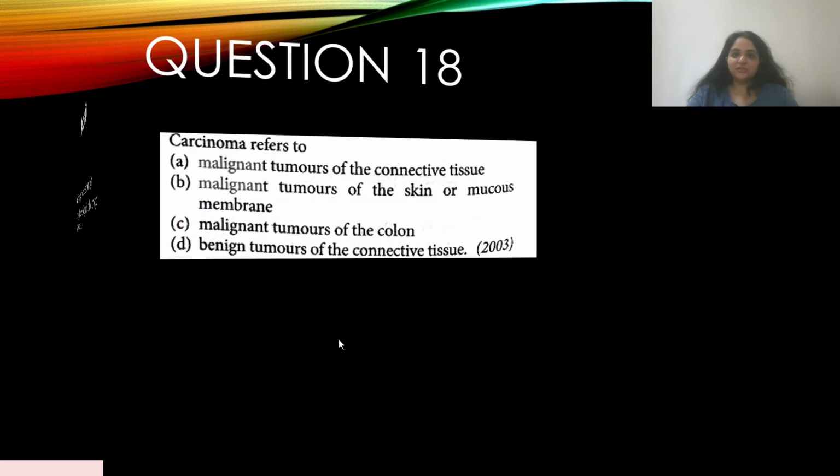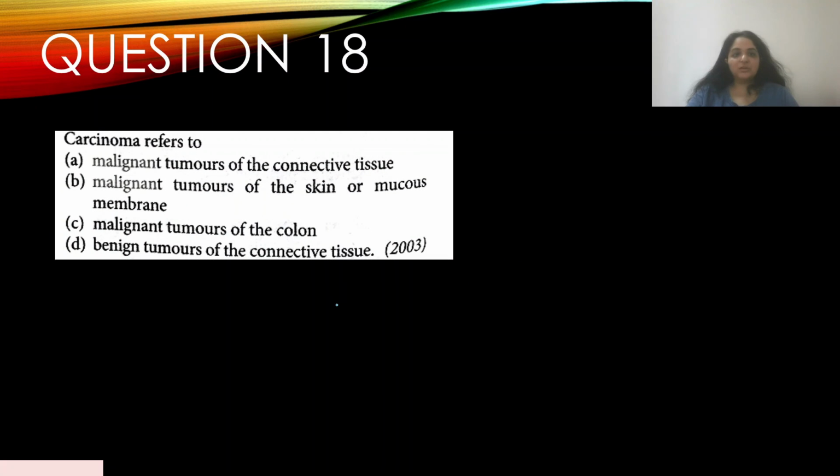Okay, next question. Question number 18. Carcinoma refers to, and this appeared in 2003, A, malignant tumors of the connective tissue. B, malignant tumors of the skin or mucous membrane. C, malignant tumors of the colon. And D, benign tumors of the connective tissue. So, carcinoma refers to malignant tumors of the skin or mucous membrane. Answer is B. Carcinoma is malignant in nature.